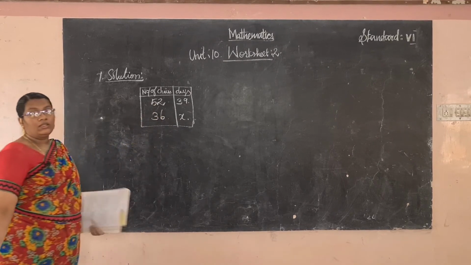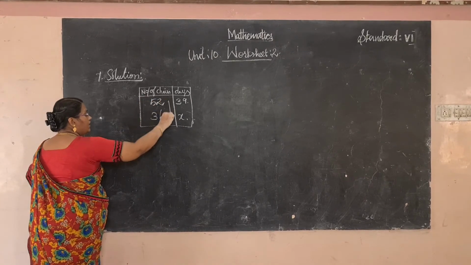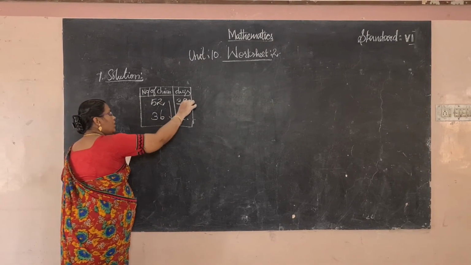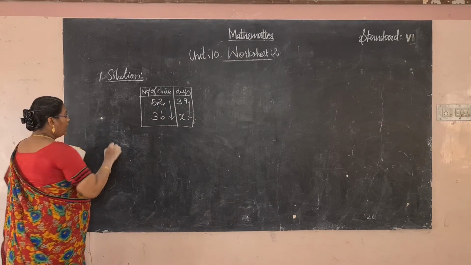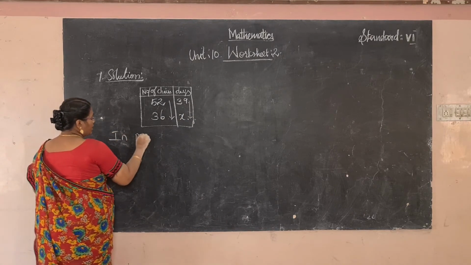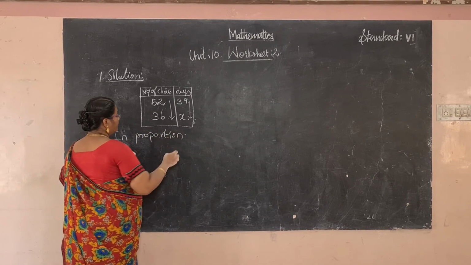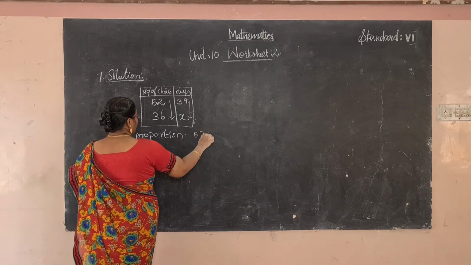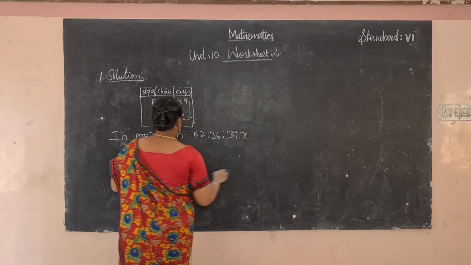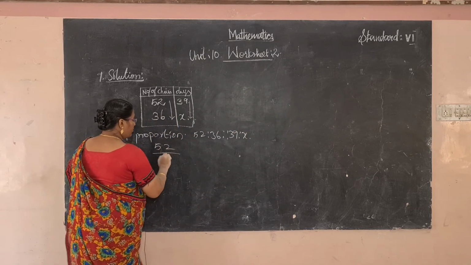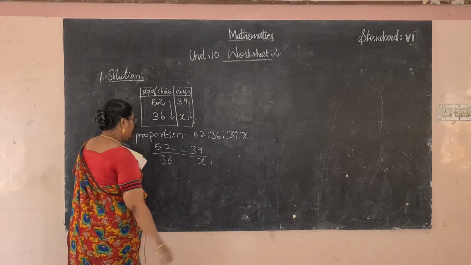Okay, here the number of chairs are decreasing, so number of days also decrease. So it's a direct proportion. In proportion, 52 is to 36, as 39 is to x. Okay, so 52 divided by 36 equal to 39 by x.